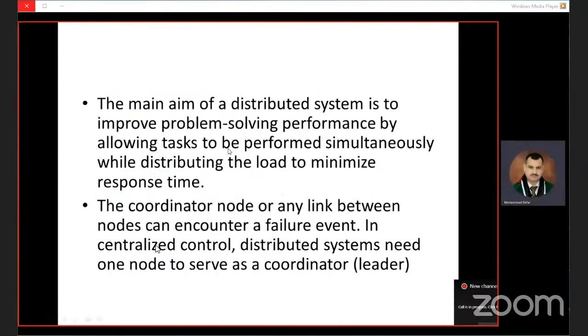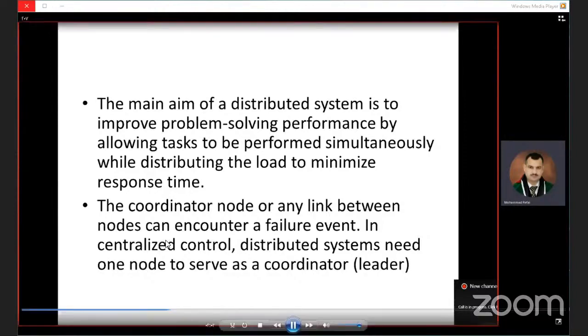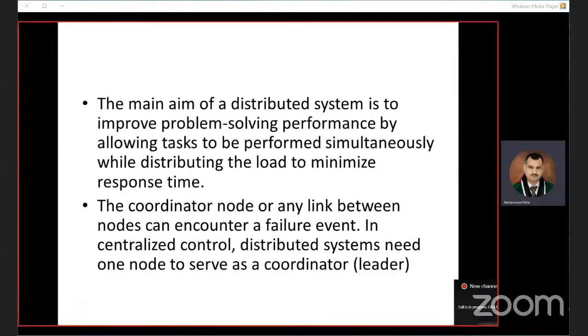The main aim of distributed systems is to improve problem solving performance by allowing tasks to be performed simultaneously while distributing the load to minimize response time. Of course, in these systems the coordinator node or any link between nodes may encounter a failure event. In centralized control, distributed systems need one node to serve as a coordinator leader.